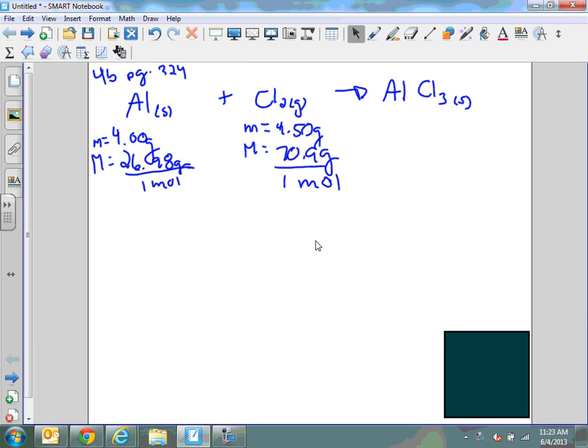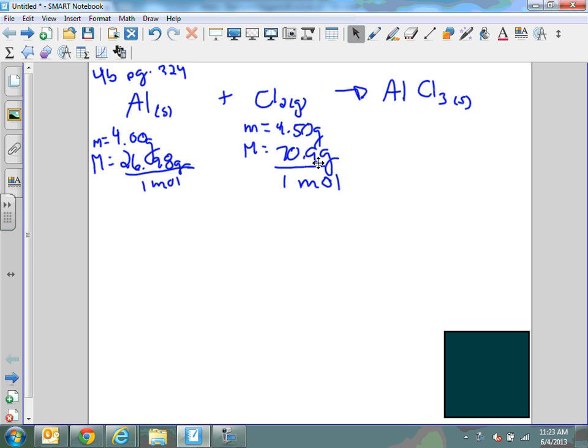So this example is from page 324 in the textbook 4B. We have a reaction between solid aluminum and chlorine gas, and it produces an aluminum chloride compound. So it's a formation reaction, and both the masses are given. I've got 4 grams of aluminum and 4.5 grams of chlorine. I've already calculated the molar masses here.